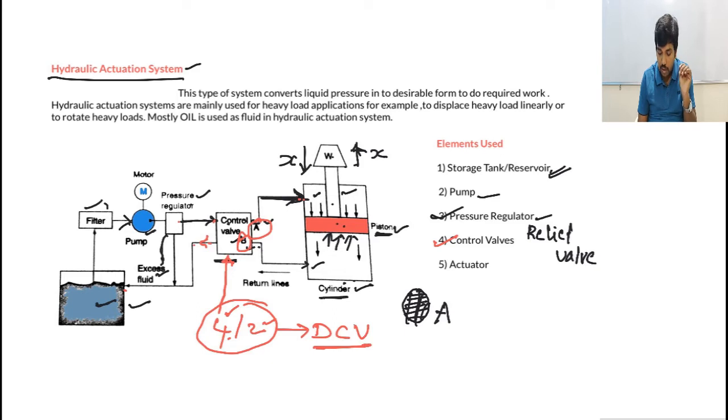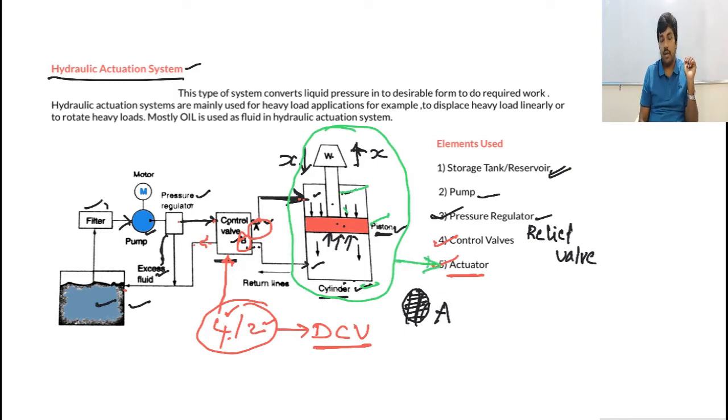And the last one is the actuator. Most of you might be waiting for this particular topic. Now see, I explained the tank, the pump, the pressure regulator, the control valve and the filter. What is left now? Obviously the only device left is this total setup: the cylinder, piston and cylindrical rod, load and all these things. All together, this is called a hydraulic actuator.